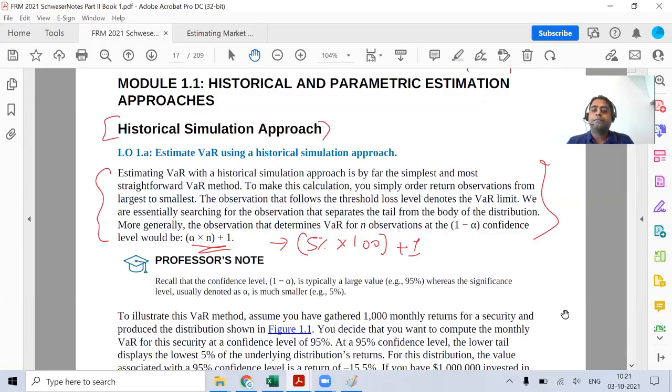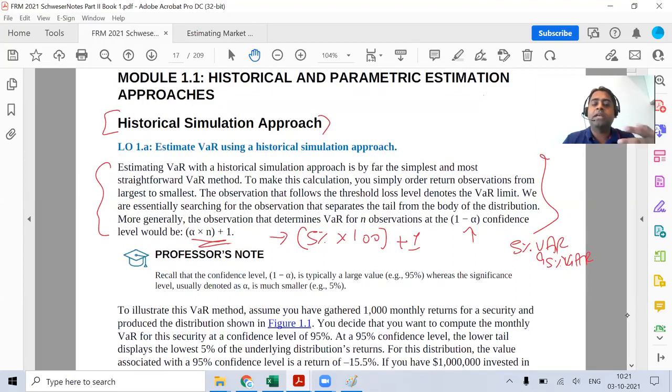Perfect. Now, one more small point which I wanted to highlight is this. This is called alpha. Normally when we talk about VaR, if I want to talk about 5% VaR, this same 5% VaR can also be written as 95% VaR. So we know by logic that both of them mean the same thing, and they have given the example also for your understanding over here.